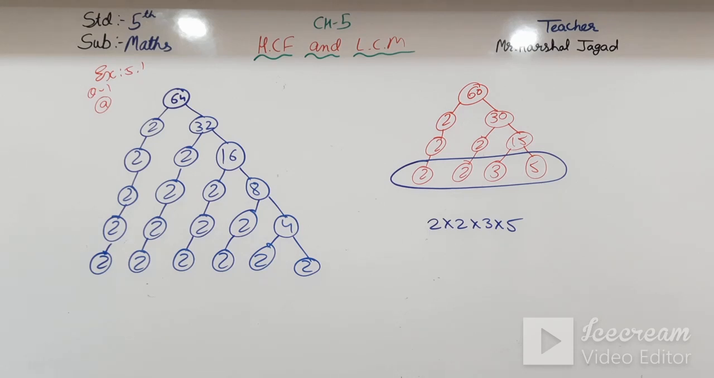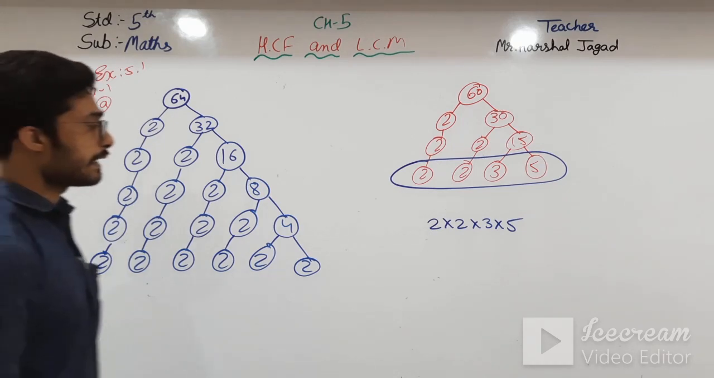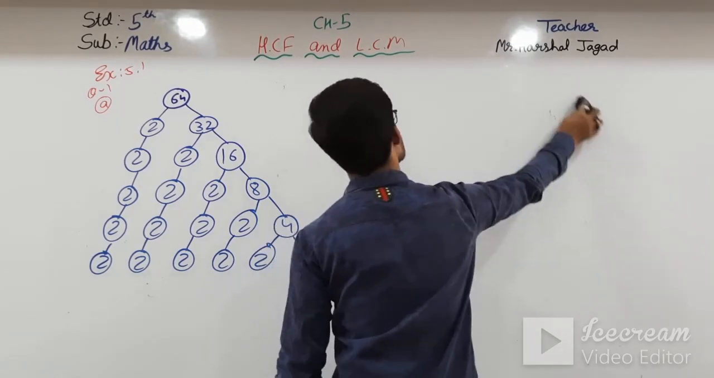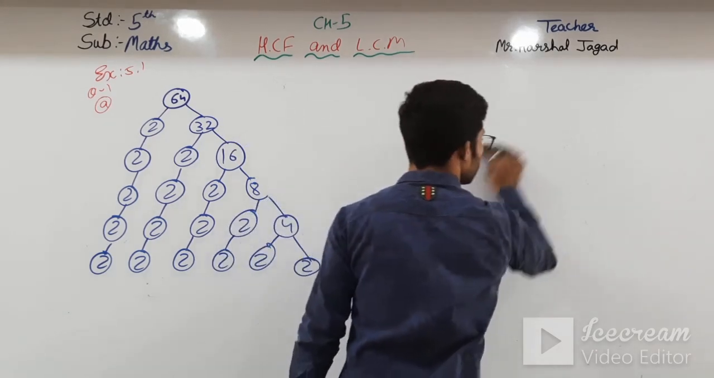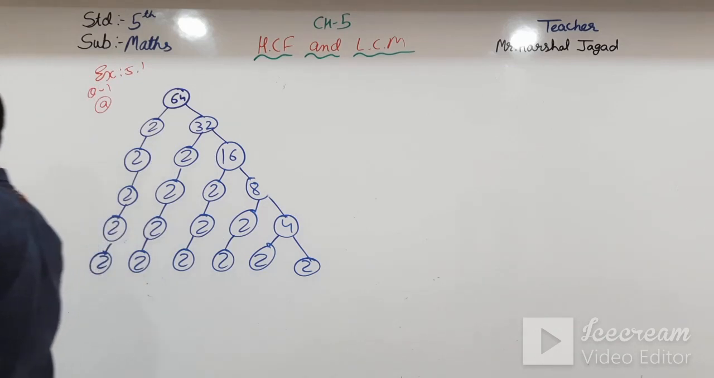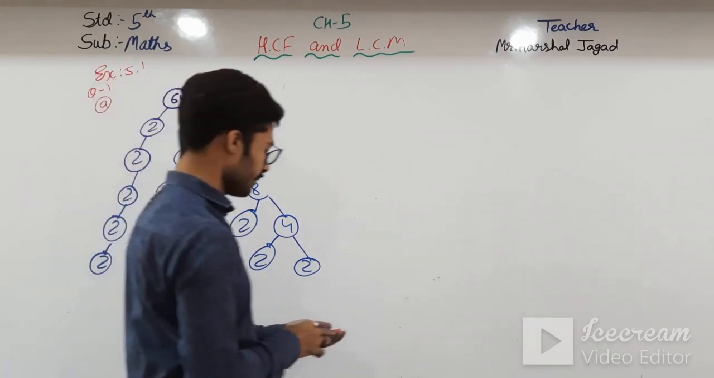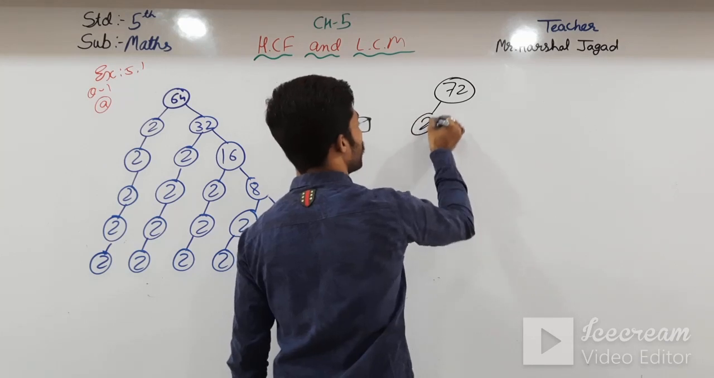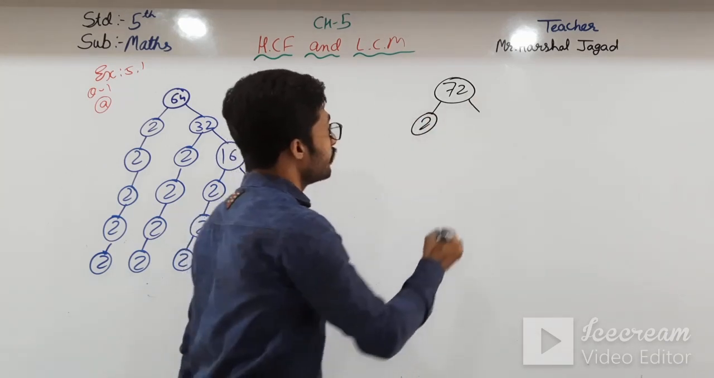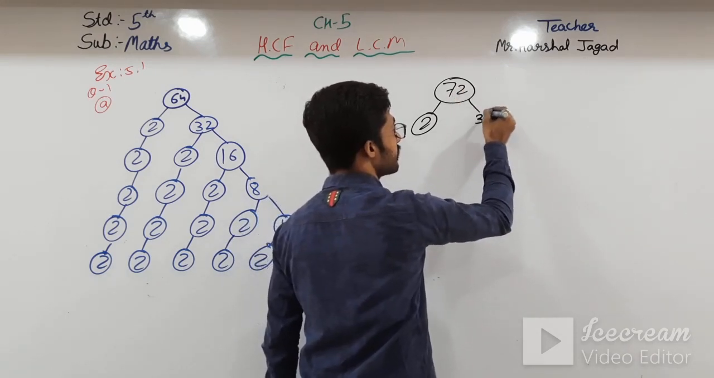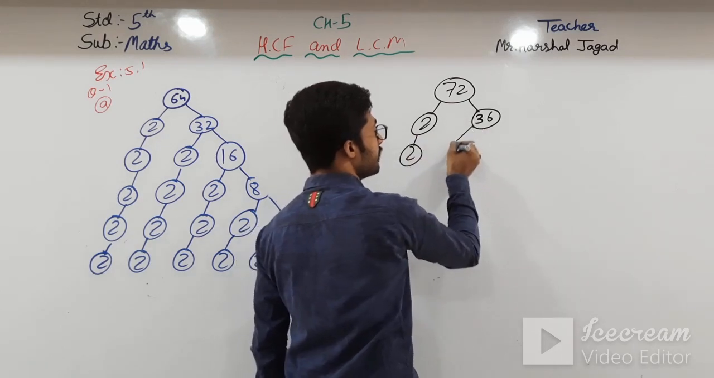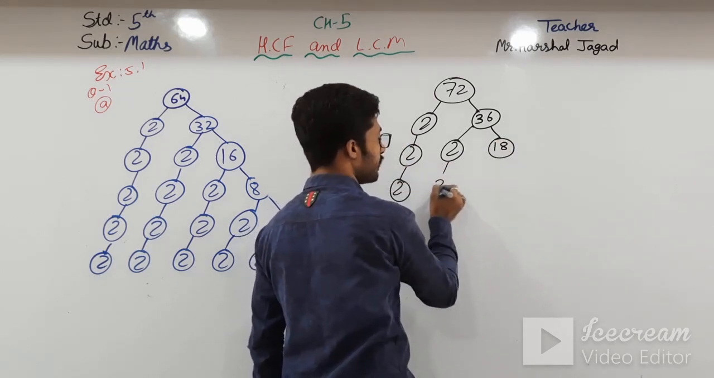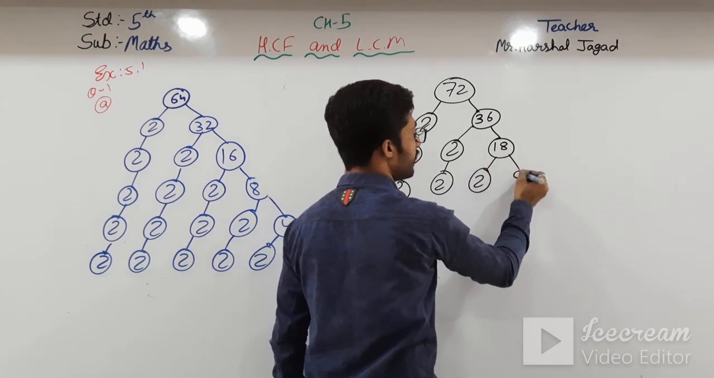Now, B. That is 72. So, finding the factors of B, that is 72. So, finding the factor tree, first of all, 2. Okay, then 2 3 is 6. 2 6 is 12. Here 2 will remain as it is. This 2, 2 1 is 2, 2 8 is 16. 2 will remain as it is. This 2 will remain as it is. 2. Here will be 9.